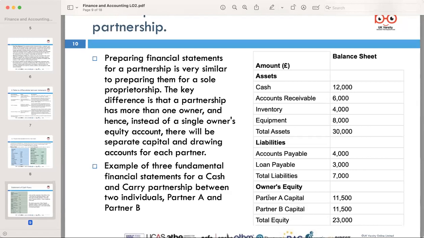As you can see here, partner A capital and partner B capital. This statement shows the financial position of the partnership at a specific point in time. The balance sheet showcases the partnership's assets here, then liabilities and the partnership capital here. Just bear in mind, it is important to note that the total assets always equal the total liabilities plus capital.